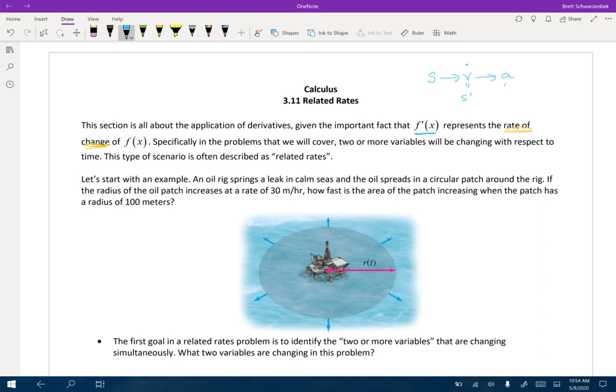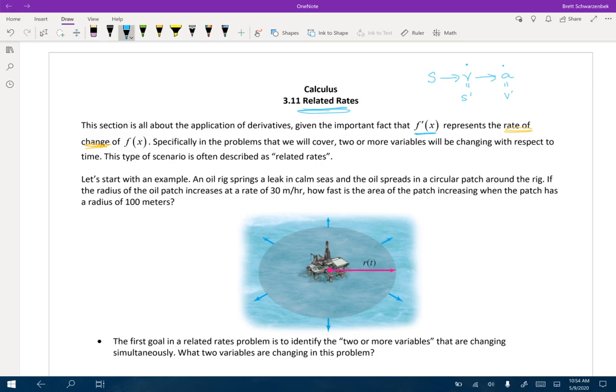Similarly, we know that acceleration is v prime. So we would say that acceleration is the rate of change of velocity. The key concept here is all about rate of change, because that is what the section is about. It's called related rates.